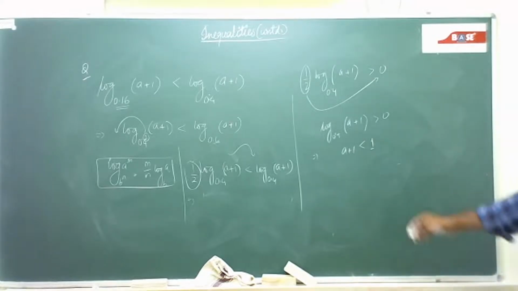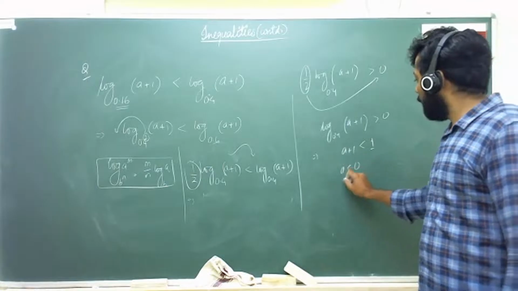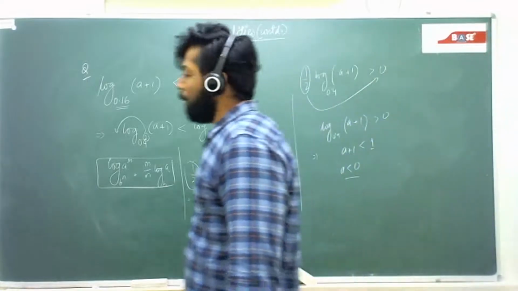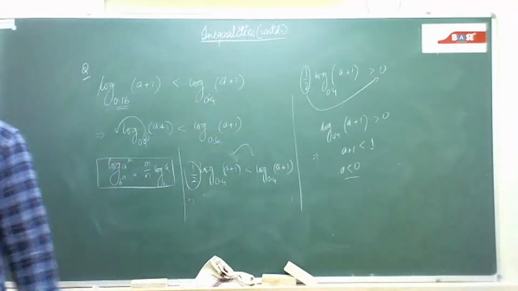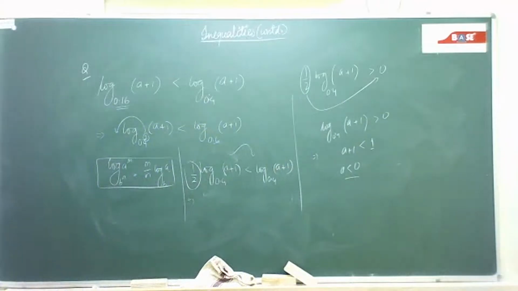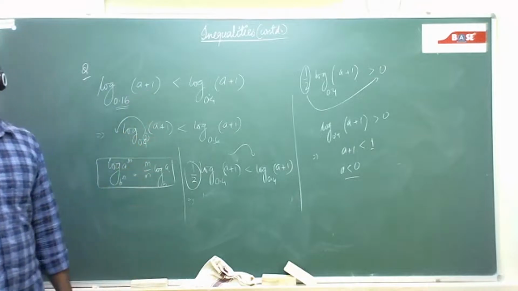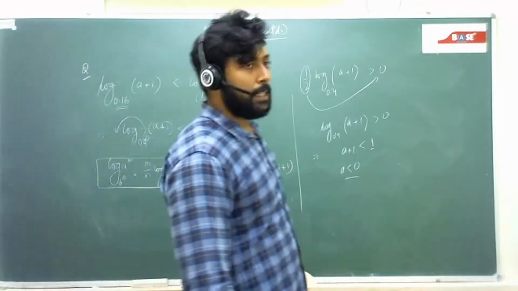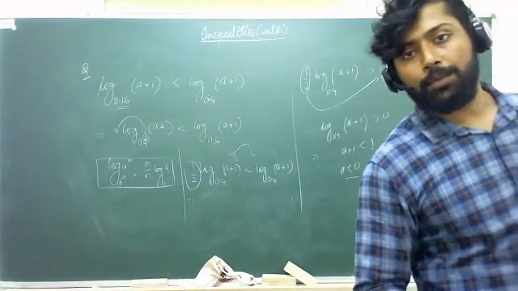So a is less than 0. But that's not the end of the story, because that logarithm has to be valid. Correct? A less than 0 we got. Logarithm has to be valid.